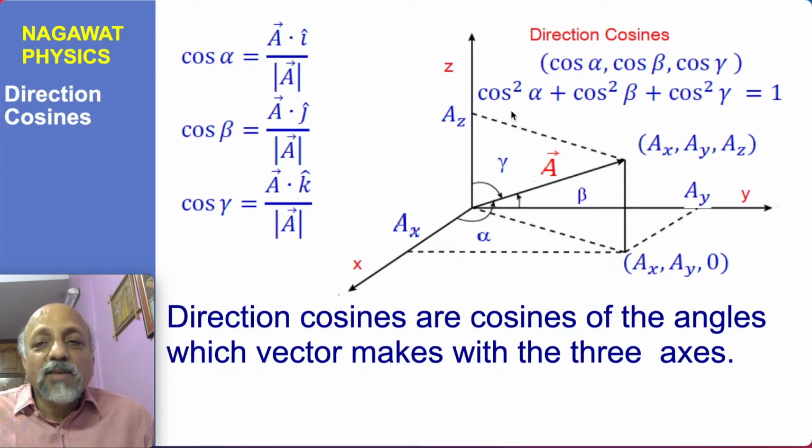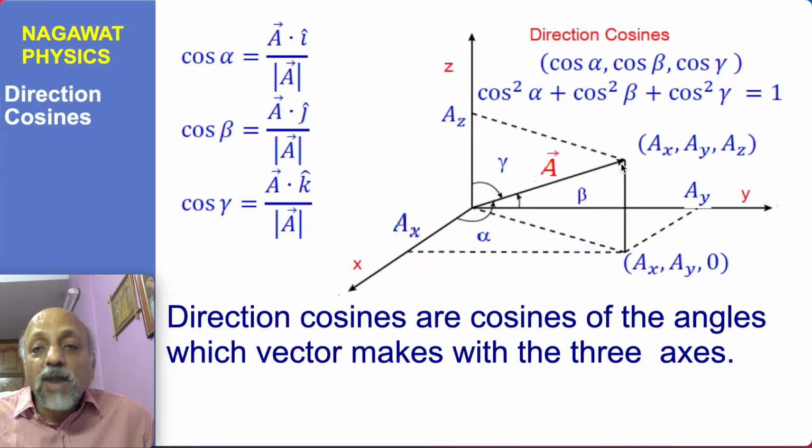In the case of 2 dimensions, we have only 2 terms: cos square alpha plus cos square beta. But in that situation beta will be 90 minus alpha, and this becomes cos square alpha plus cos square of 90 minus alpha, which is sin square alpha. So it is the same relation which we have used there, cos square alpha plus sin square alpha equals 1. The direction cosines are very important in this manner, and you find that using direction cosines you can obtain the x component, y component and z component.